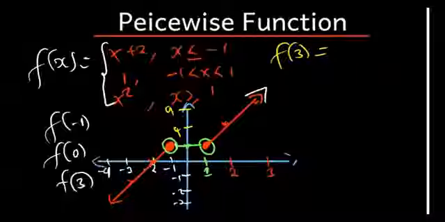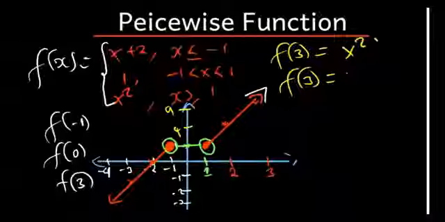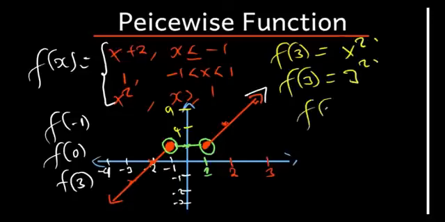So 3 is going to be in that one, meaning that this is going to be x to the power 2. So f of 3 is going to be 3 squared, which is going to give us 9. So that is it for that one.